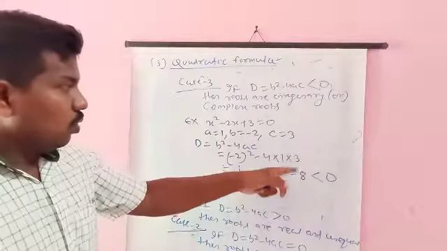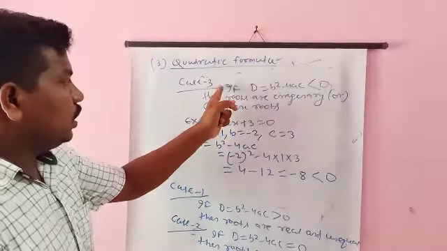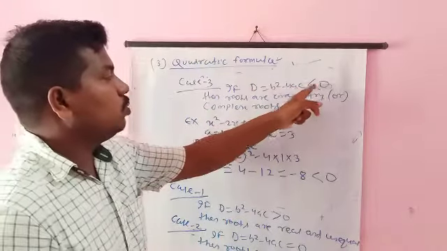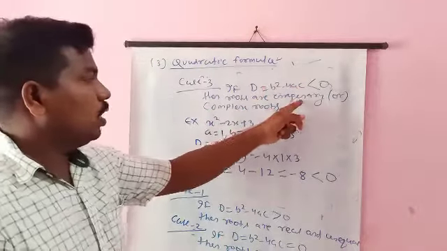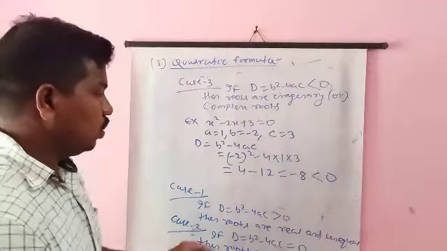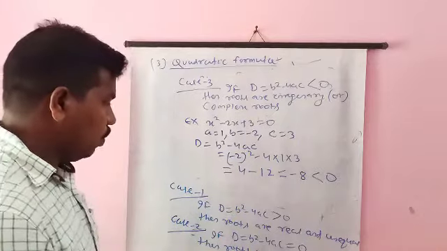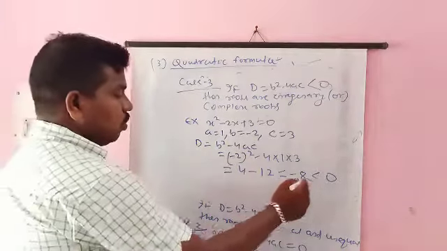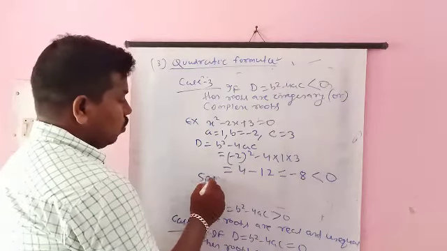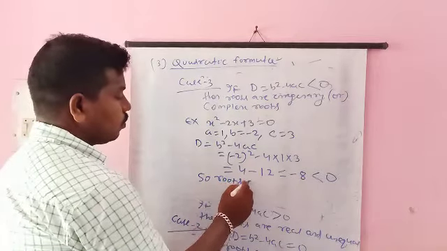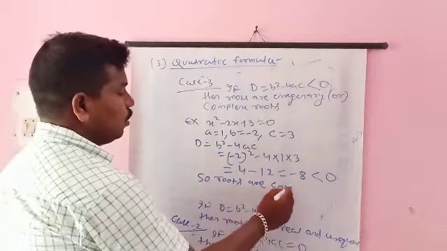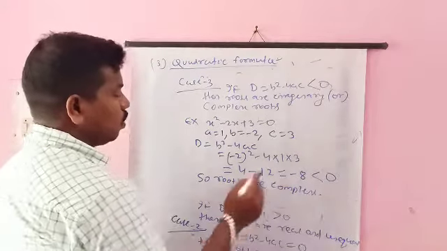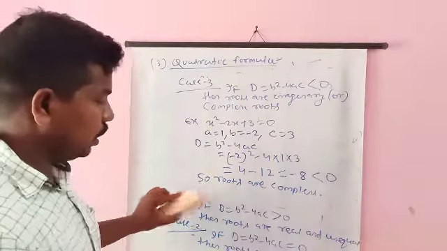That means the third condition applies here. Third case is if d equal to b square minus 4ac less than 0, then the roots are imaginary or complex roots. So minus 8 is less than 0, so the roots are complex, because b square minus 4ac is less than 0.